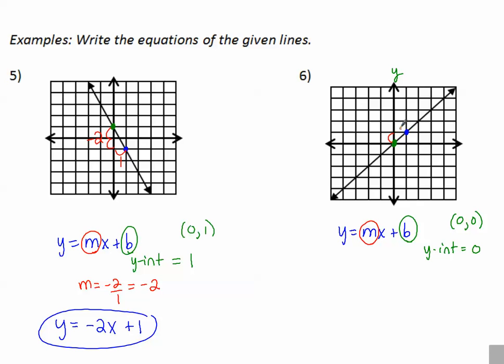So I go up 1 over 1. So my slope is 1 over 1, or more simply, 1. Now I can write y equals 1x plus 0. But let's be realistic. 1 times x, we know that's just x, and anything adding 0 doesn't change the number. So y equals x is the best way to write this equation.